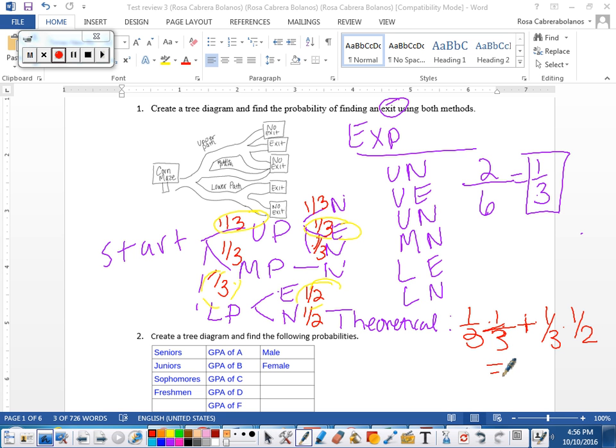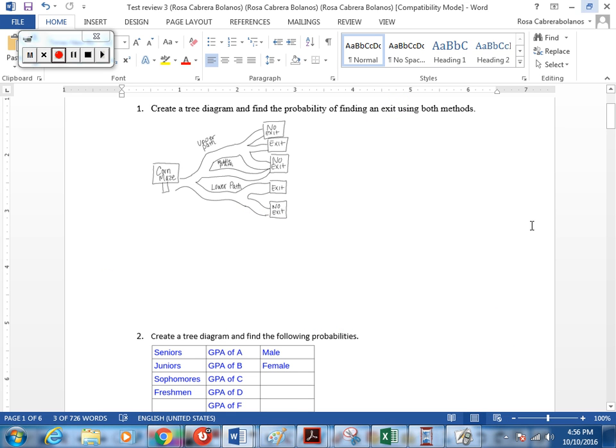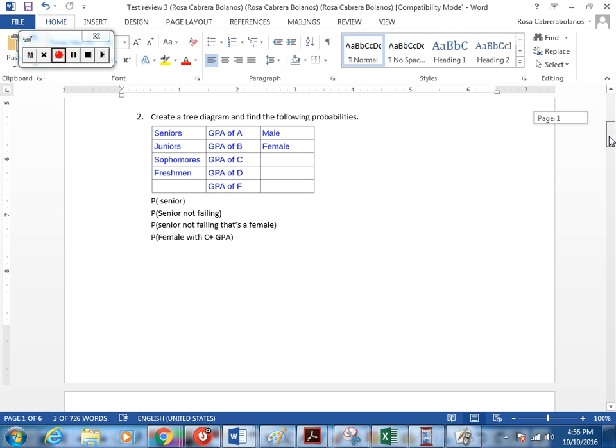When you multiply all of those out, you get, I believe, 5 out of 18. And that'll be your answer for your theoretical probability. Now, for the next one, your tree is going to get a little bit crazy, so I'm only going to show you part of it.